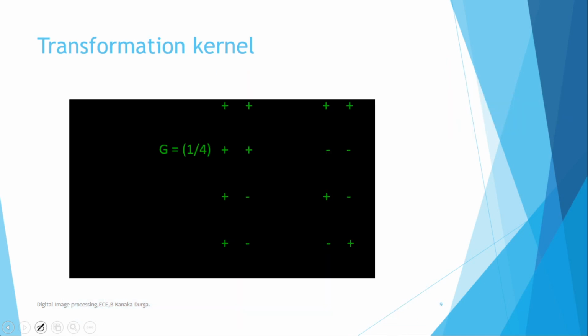So the transformation kernel g is equivalent to 1 by N, where capital N, the number of samples, is 4. So 1 by 4 multiplied with the matrix of +1 and -1 values. This is the matrix format. Here the resultants are all going to be 1, so we are not considering all of it.